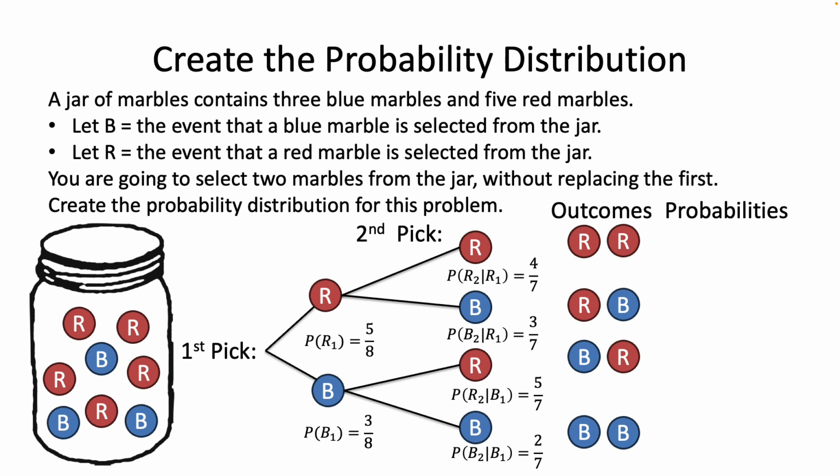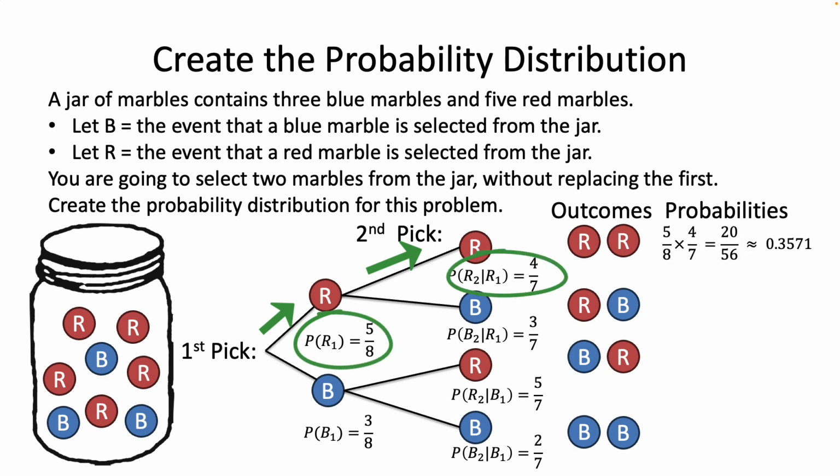Now let's go ahead and calculate their probabilities. To find the probability of each possible outcome for this experiment, we're going to use the multiplication rule, or the AND rule, because these events are happening in sequence. We're picking the first one and then the second one. So the probability our first one is red, followed by the second one that's red, I need to multiply 5/8 by 4/7. This would give me 20 out of 56, or 0.3571.